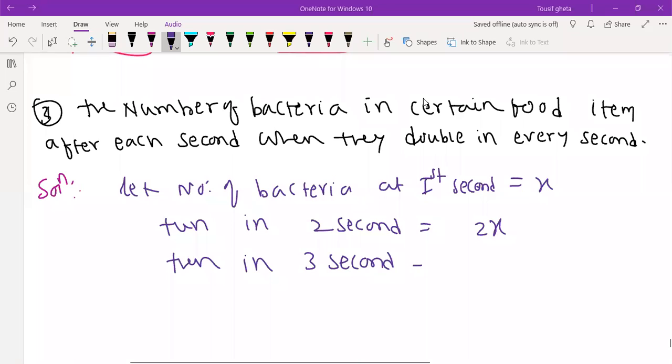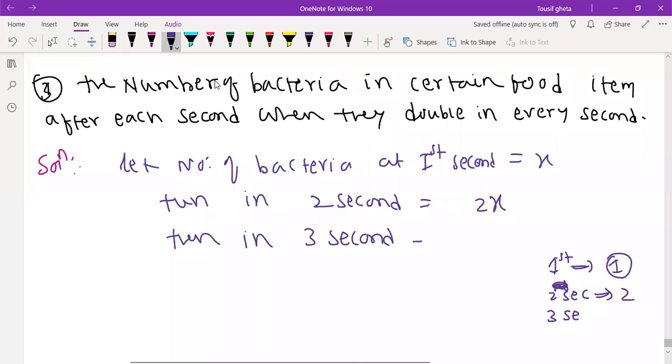See, in the first second, let us take an example. In the first second, in one food item, there is one bacteria. In 2 seconds, how much bacteria will there be? It doubles. Double of 1 will become 2. In 3 seconds, how many bacteria will there be? 2 was there, 4 will become. Double of this. Then in 4 seconds, double of this, that means 4 2s are 8. In 5 seconds, double of 8, 16.